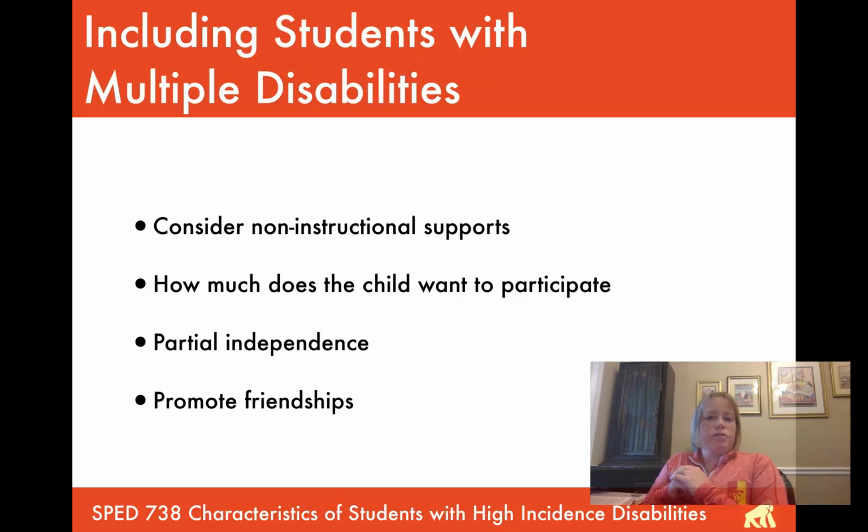When we look at including students with multiple disabilities, there's some really important things that I want you to keep in mind that I kind of wanted to point out to you as separate from the book. One is talking to the parents and the child about how much the child wants to participate, getting their input. For the student that I mentioned that's in kindergarten, his parents were very worried about his peers thinking he was different. So they kind of wanted him to have some time outside of the classroom where he could participate with special education students and be in more of a resource pull-out setting.